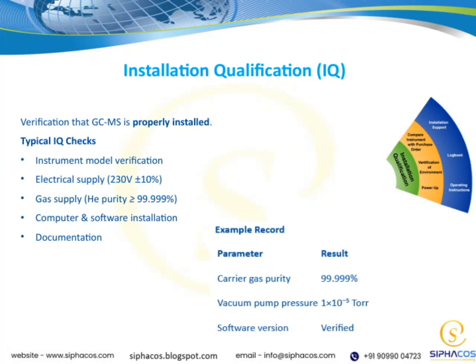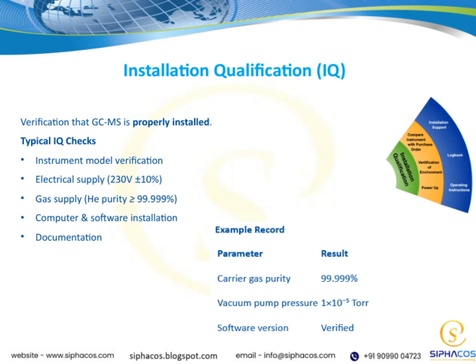Now let's talk about the installation qualification, or IQ, for the GCMS. This step is crucial because it verifies that the instrument has been properly installed and is ready for reliable operation. During IQ, we check several key aspects to ensure everything is in place. First, we verify the instrument model to confirm that the correct equipment has been delivered and installed as specified.